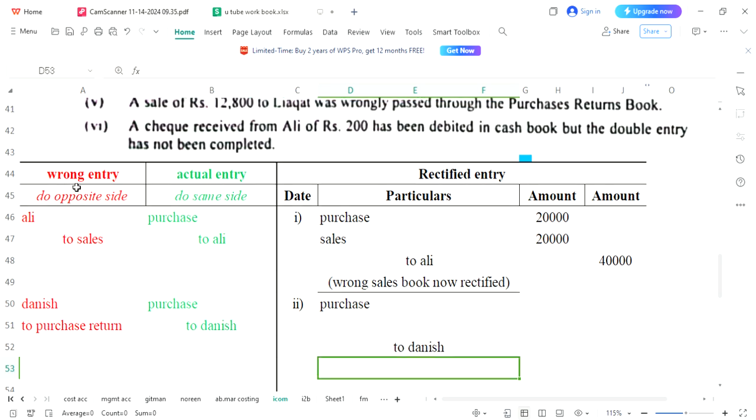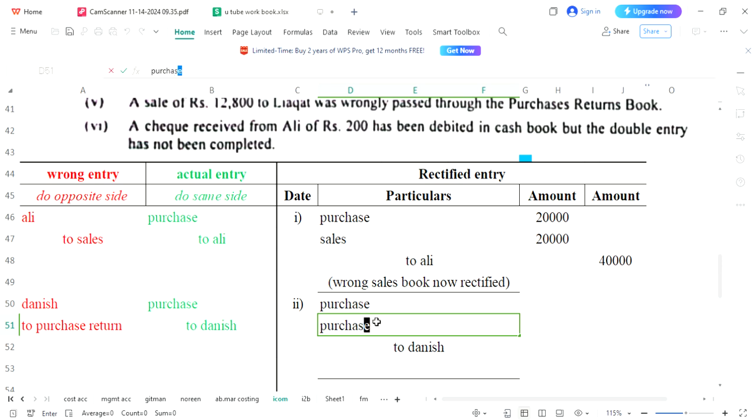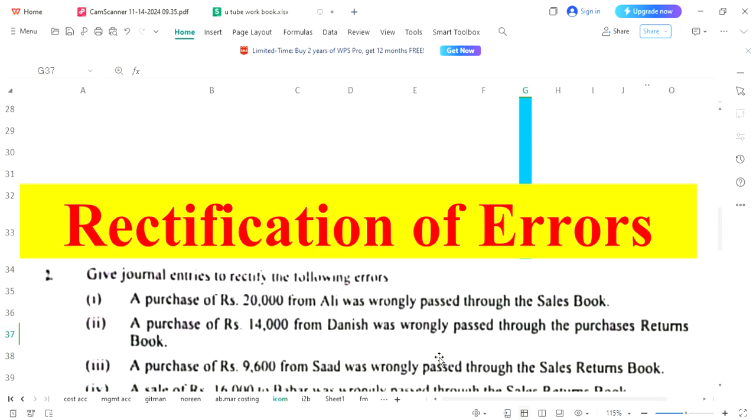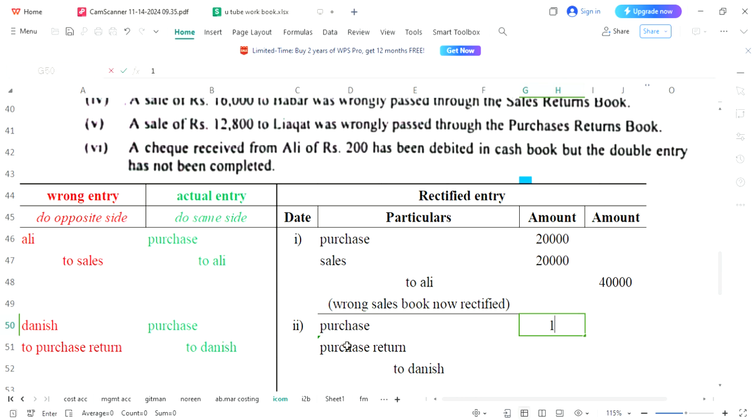And what will we do? We will write it on the opposite side. It is Danish to purchase return. To cancel its effect, we will write purchase return to Danish. So here, purchase return to Danish, and please note it down. Danish was already written over here, and once again Danish has been written over here. It means Danish is written two times. Let's see how much amount. 14,000. So 14,000 would be written over here. Again 14,000, and since Danish was written two times, that is why it would have 28,000.